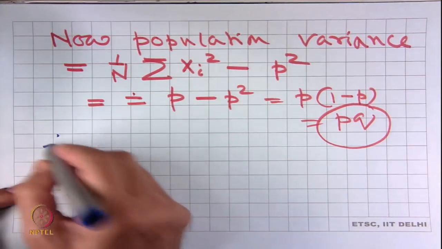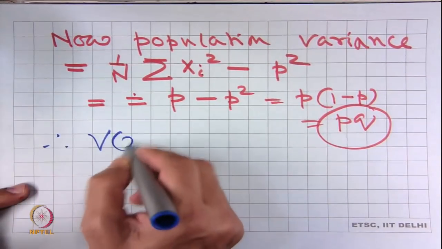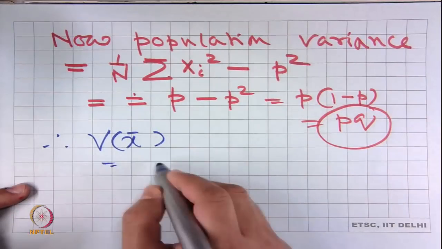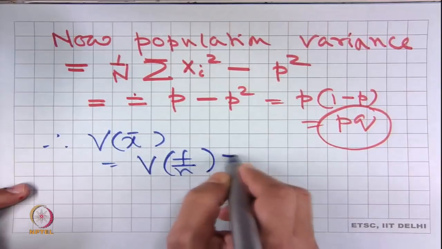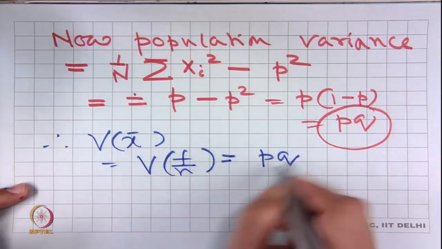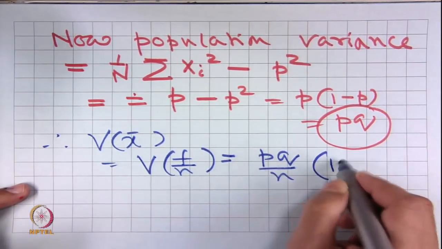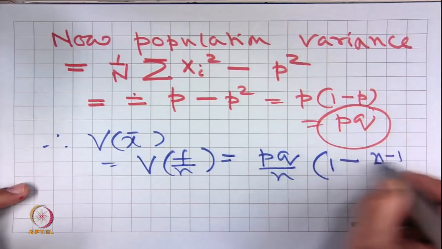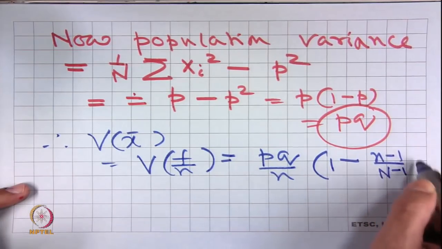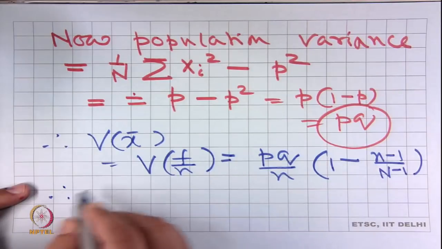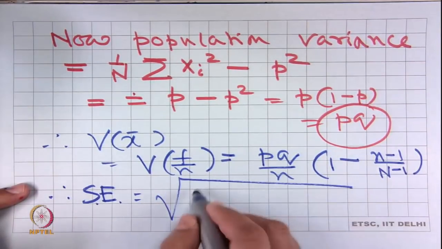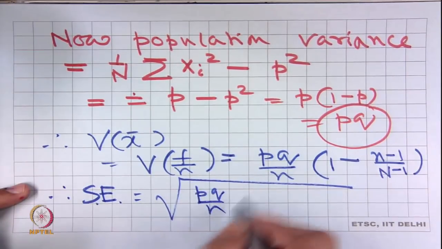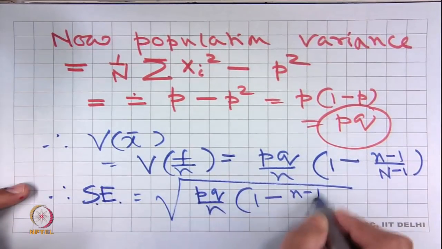Therefore, variance of x bar is equal to, by our earlier result, p q upon n into 1 minus n minus 1 upon N minus 1. Therefore, standard error is equal to root over p q upon n into 1 minus n minus 1 upon N minus 1.